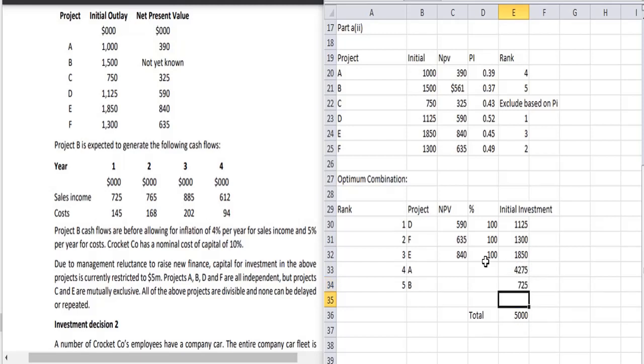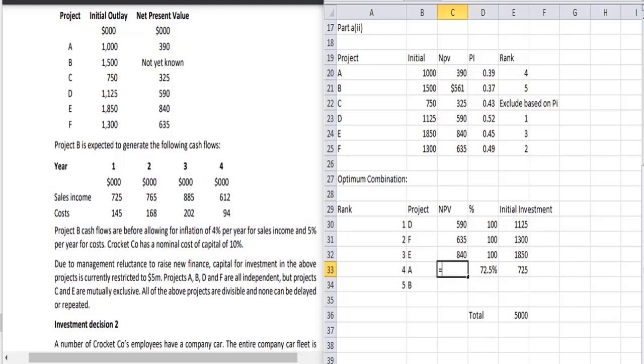Okay, so only 725 is remaining, right? So 725. Okay, so 5,000 done. And what is the percentage? The initial investment of amount A was 1,000, but we have only 725 left, so we had invested 0.725. We will convert this into a percentage. So we have invested 72.5% in the project.